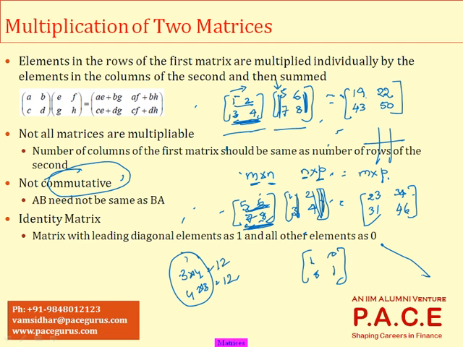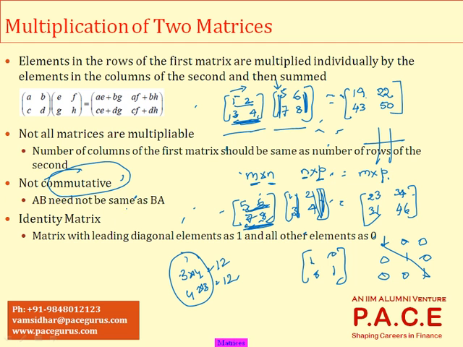So 1 0 0 1, or in the case of a 3 by 3, the identity matrix is nothing but 1 0 0, 0 1 0, 0 0 1. Only the elements on the principal diagonal are ones and the rest are all zeros. That is what is called an identity matrix.